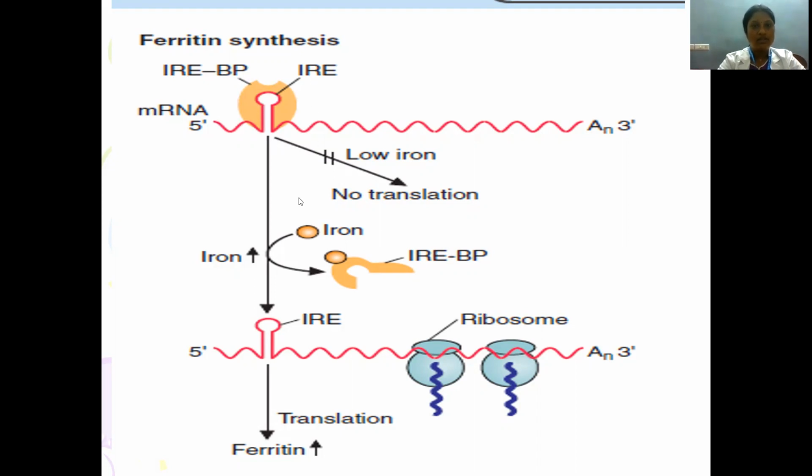Whenever there is low iron, we don't want iron to be stored as ferritin. We want the iron to be utilized. So whenever there is low iron, there is no translation of ferritin protein happening. Hence, we can't store iron as ferritin. Whenever there is high iron in the circulation, this iron will bind with the iron response element binding protein and leave the iron response element free at the mRNA end, enabling translation of ferritin protein.